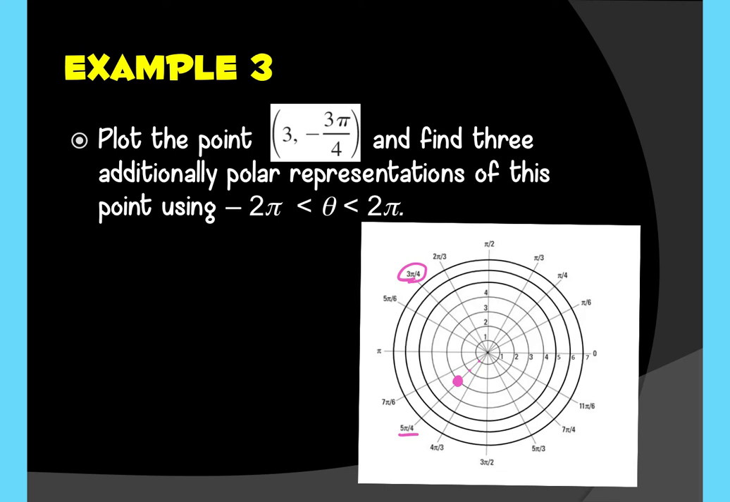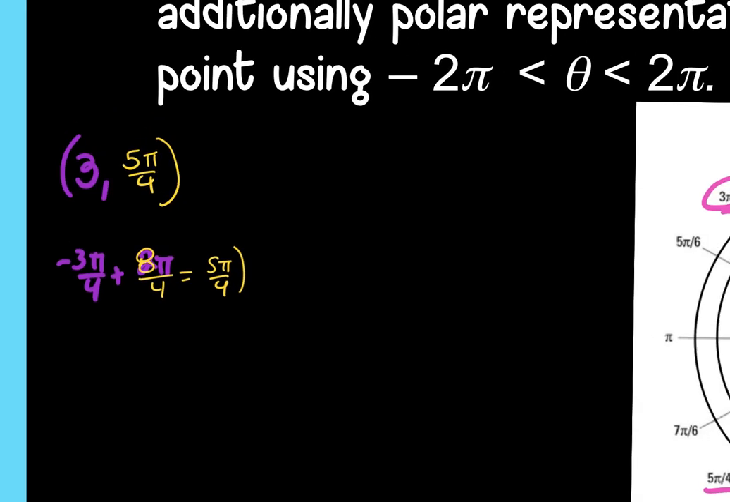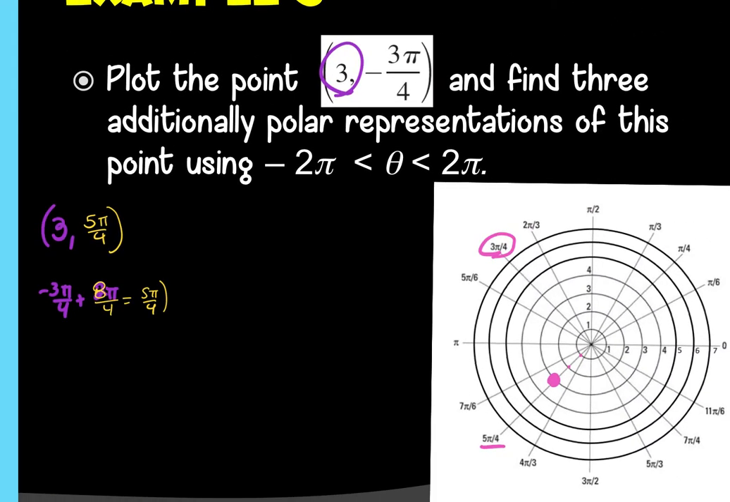The other way is do what we just did. Take 3, leave it alone, so it'd be 3, and then take negative 3 pi over 4 and add 2 pi to it. So this becomes 8 pi over 4. And this is 5 pi over 4. So that's another way of writing the same coordinate point. If we went to 5 pi over 4, which is where we were, and we go out to 3, it's the same point.